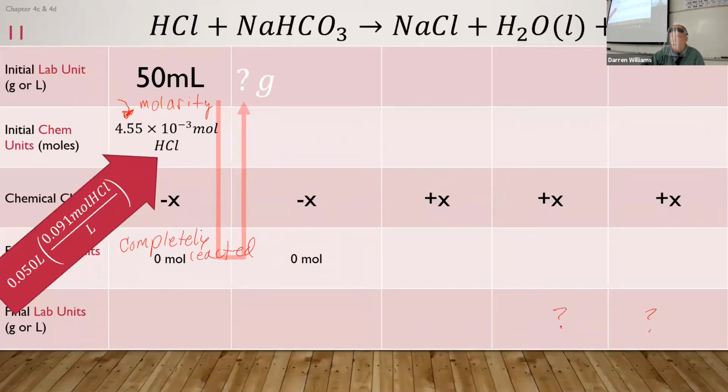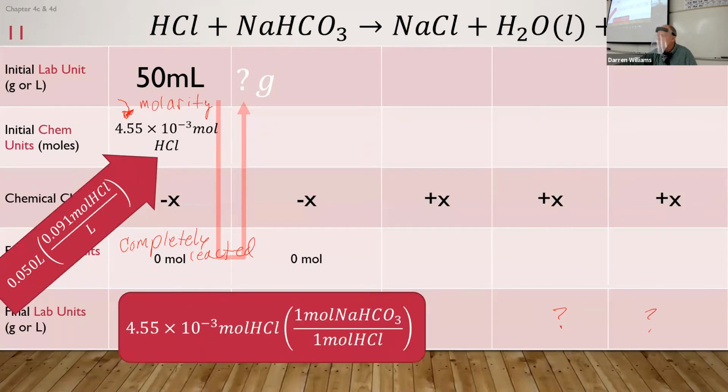So both the acid and the bicarbonate are going to go to 0 moles. But the question is, if I need to use up 1 mole of acid, how many moles of bicarbonate do I need? Well, they have the same coefficient, but we could still use that mole ratio, going from moles of HCl to moles of bicarbonate, it's a 1-to-1 ratio.